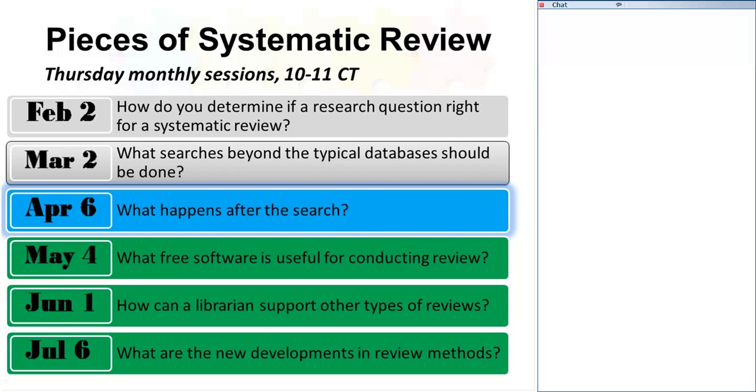And then next month we're going to look into different software that might be useful. And I'm going to be focusing on the free software that's universally available. And then in June, we'll talk about other types of reviews because there are plenty out there that still need our support. And then in July, we'll end up with new developments in review methods, including living systematic reviews, text analysis, and other topics like that.